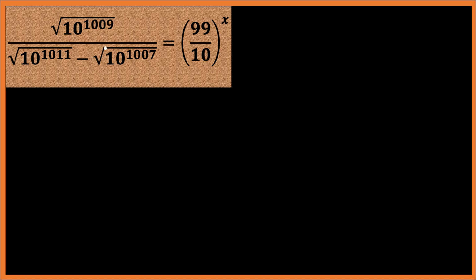Now let's solve this question together. All right, so the left hand side looks very strange. So the numerator is behaving like 10 raised to the power 1009, and we have the denominator as 10 raised to 1011 minus 10 raised to 1007. Now let's observe the powers here.